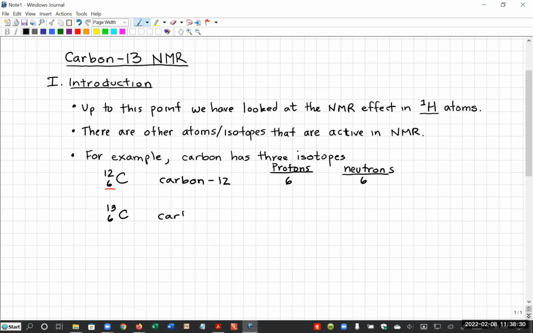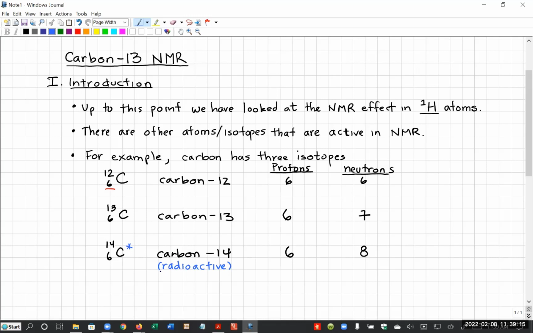We call that carbon 13. Still 6 protons, but 7 neutrons, so 6 plus 7 adding up to 13. And then there is also carbon 14 over 6. Still 6 protons, 8 neutrons. This carbon 14 is radioactive. It's not completely stable.